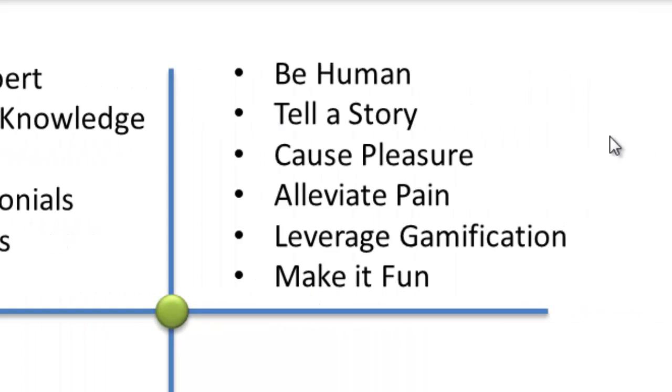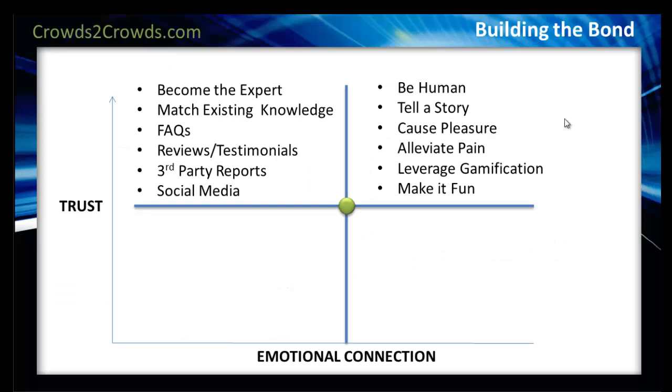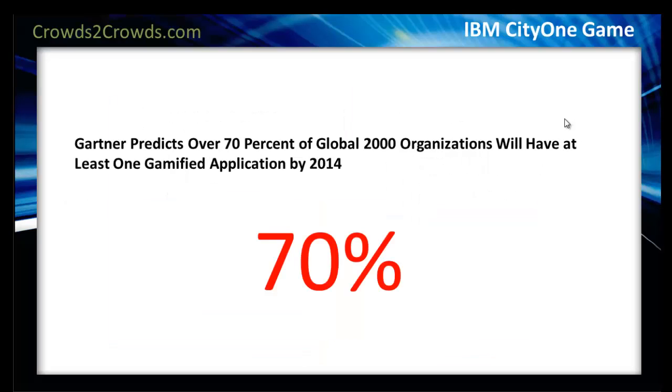Now, how do you create the emotional connection? You be human. It's not a company talking to a company in an email. It's one person talking to another. So tell a story. Now, you can either cause pleasure or alleviate pain. Either way, you're going to get an emotional connection out of it. Leveraging gamification is actually starting to be a really good way of generating an emotional connection, and I'll show you that in a minute. So Gartner predicts that 70% of Global 2000 orgs will have at least one gamified app by 2014. 70%. Well, no question, gamification is taking over.